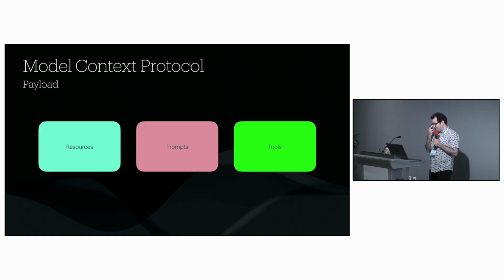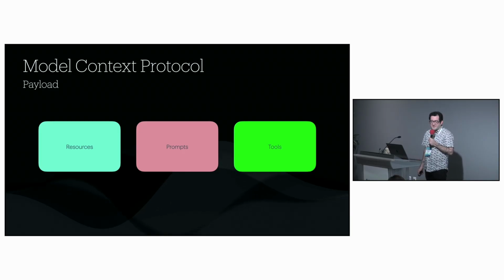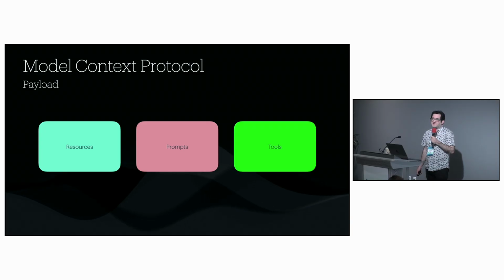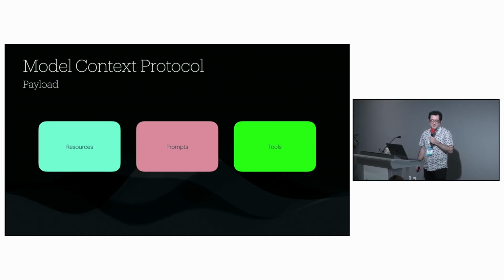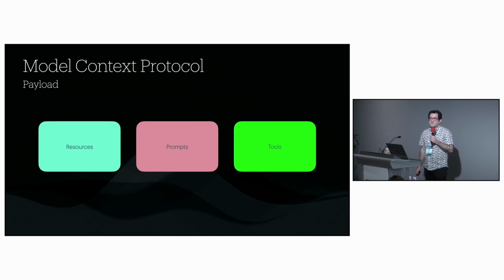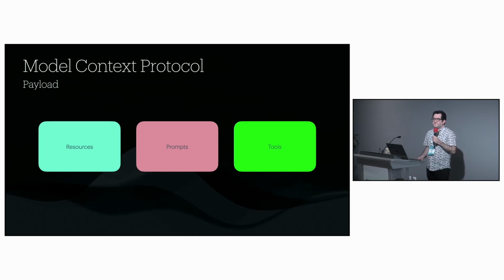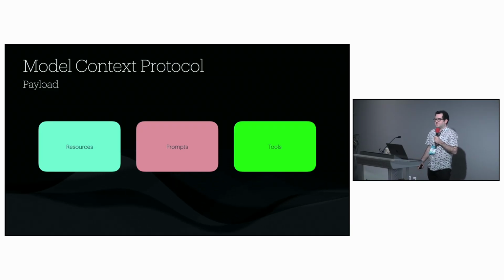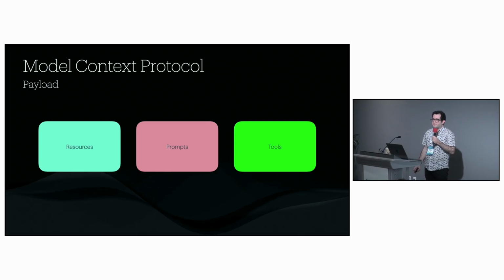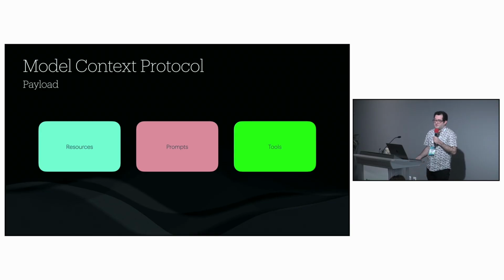So payload. What actually gets sent over this protocol? They have three primitives. I imagine this might change in the future. They basically bucket stuff into resources, prompts, and tools. So what is a resource? It's essentially a calendar entry, a file, an image, whatever, or a database record. You can assign an ID, a URL-like thing, that identifies that resource and fetches it and feeds it to the MCP host, which is the app, and that sends it as context to the LLM, depending on how it wants to do that.